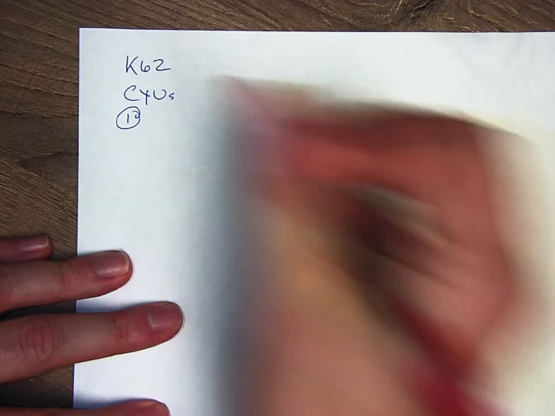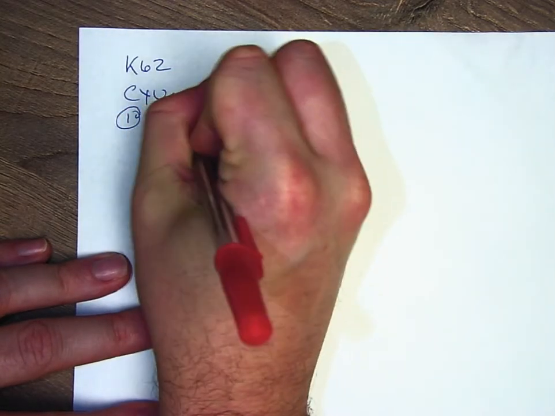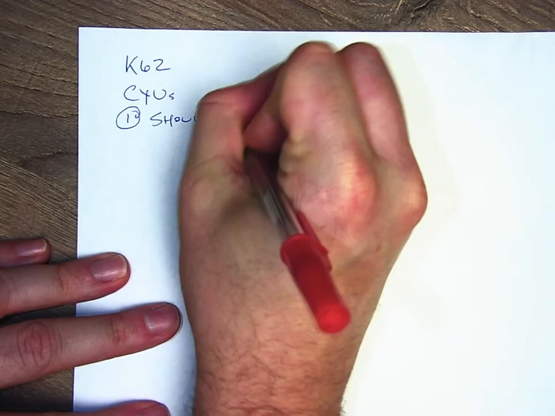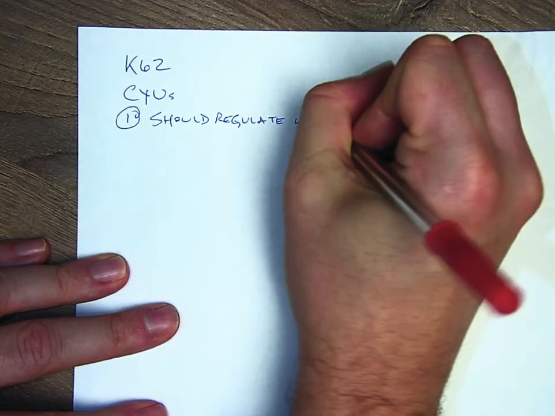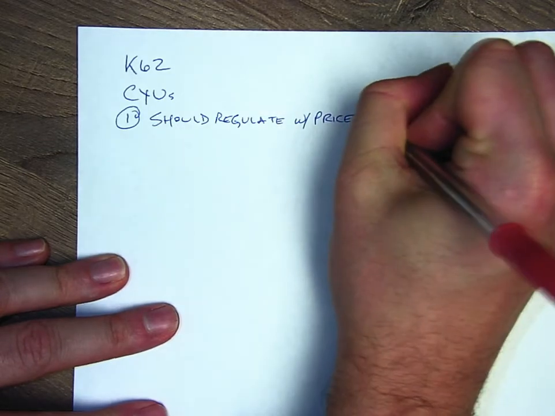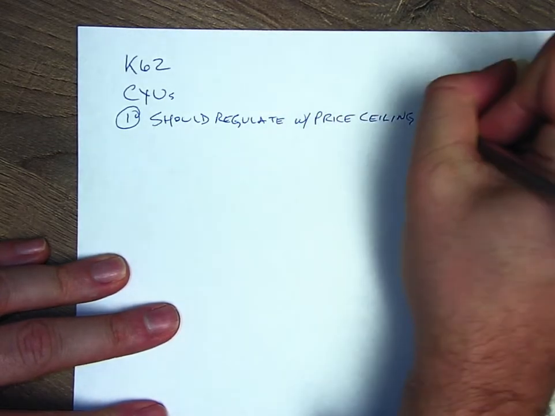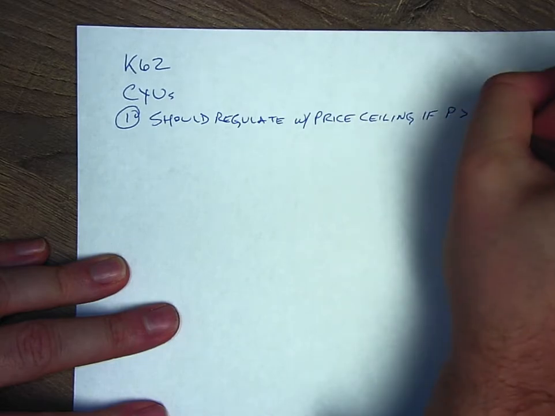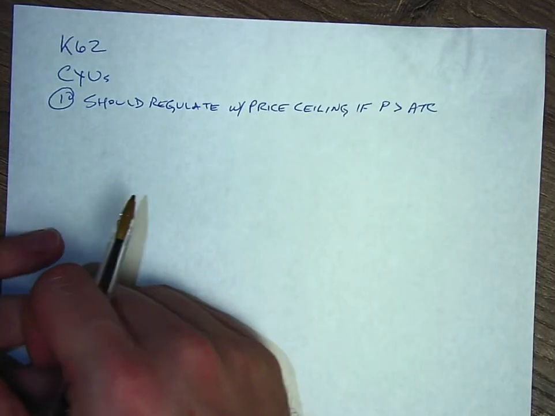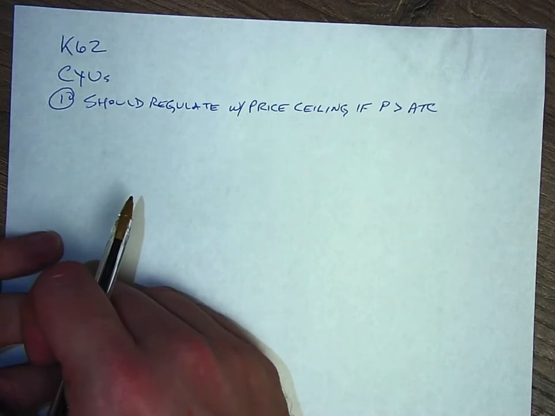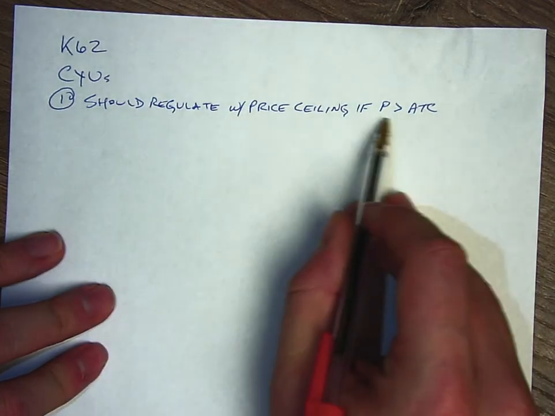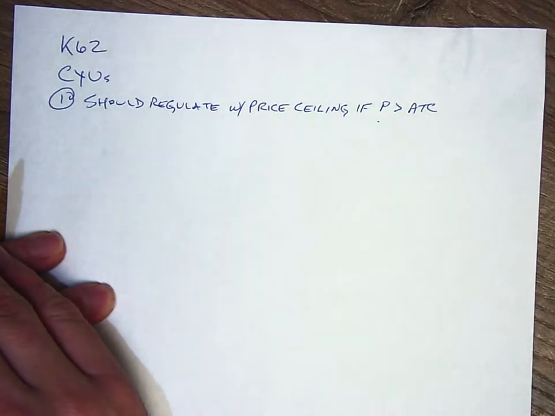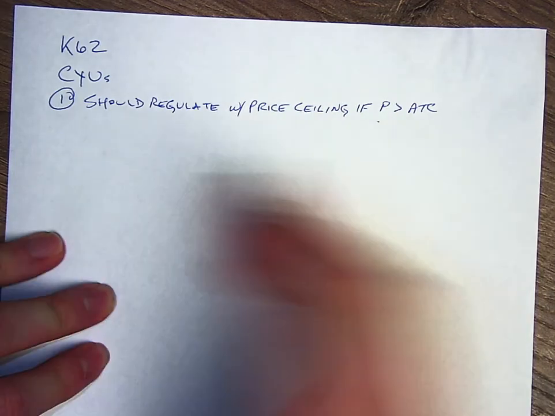So the government should regulate with a price ceiling if, and this is the key part, if the price is greater than the ATC, because if it's a cable company that's a natural monopoly, the government should be intervening in a natural monopoly if the price is bigger than ATC. However, they should leave it alone if this isn't true.